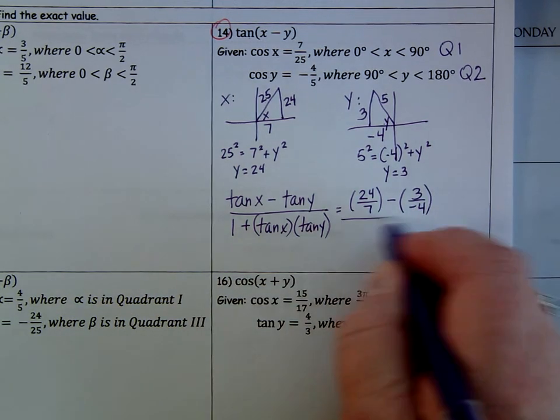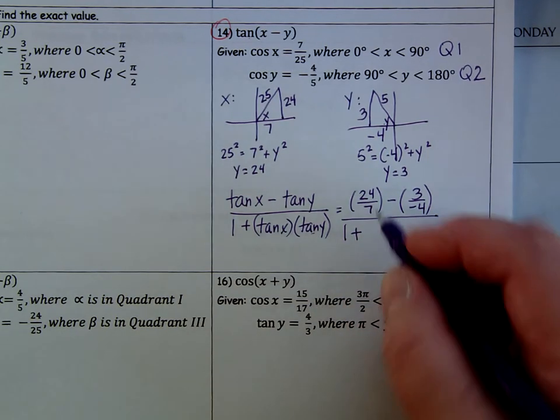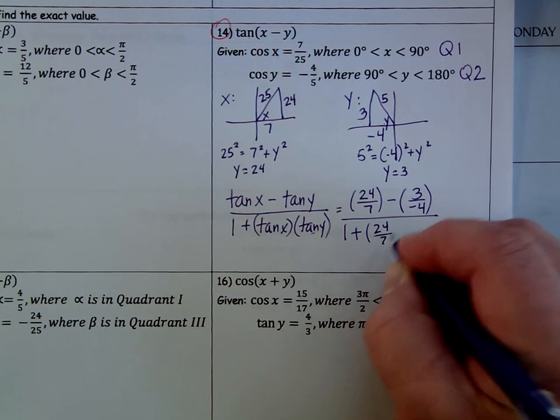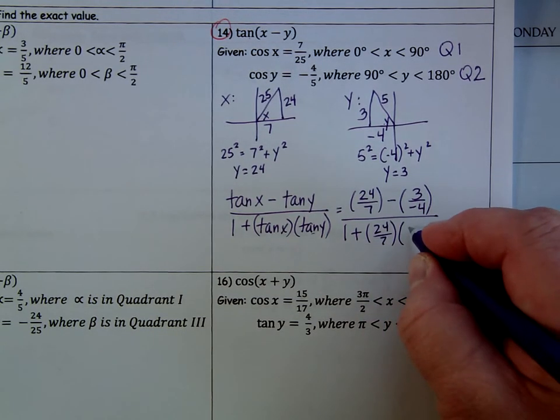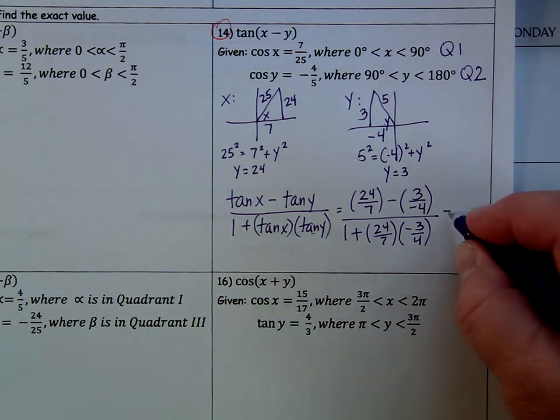In my denominator, I have 1 plus. You already calculated these out. You just need to look at your numerator here. Tangent of x is 24 sevenths. Tangent of y is negative 3/4 equals.